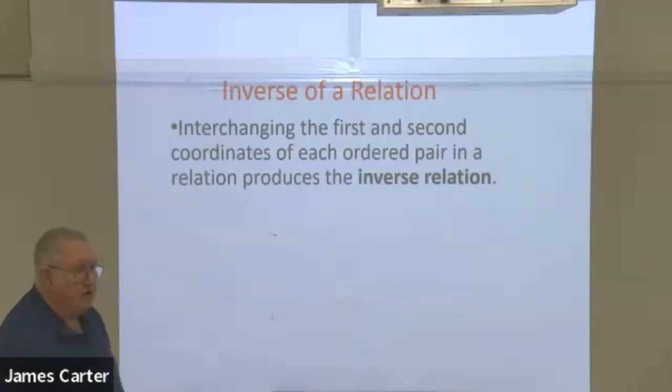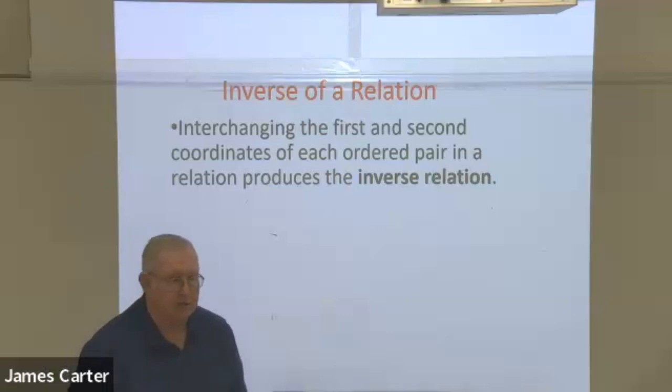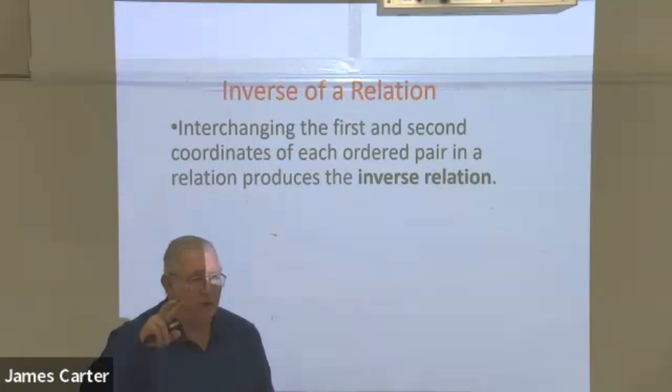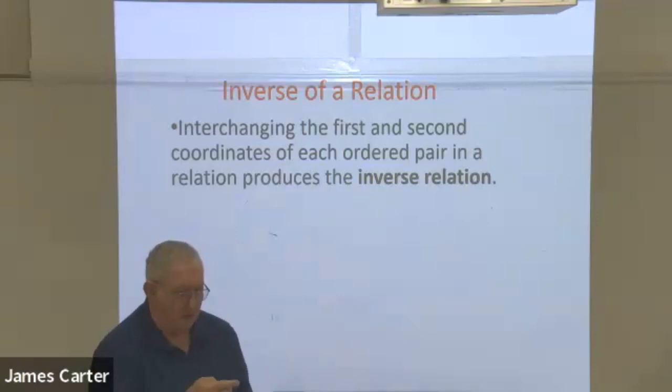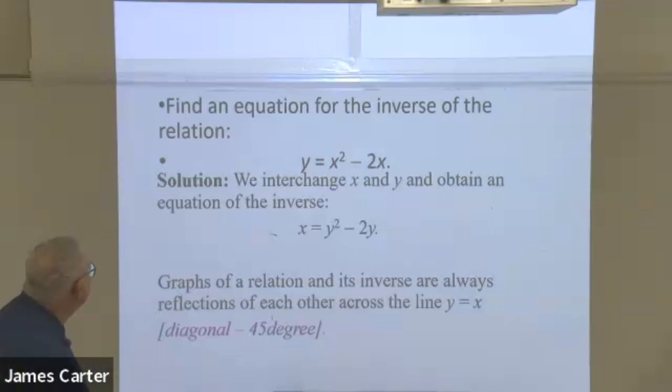Now, that brings us to the inverse of a function. Interchanging the first and second coordinates of each ordered pair produces the inverse. What that's saying is you just switch the x and y values. X becomes y, y becomes x. Okay? And that's going to have some particular effects on graphs and anything else. And we'll talk about that as we go on in this chapter.